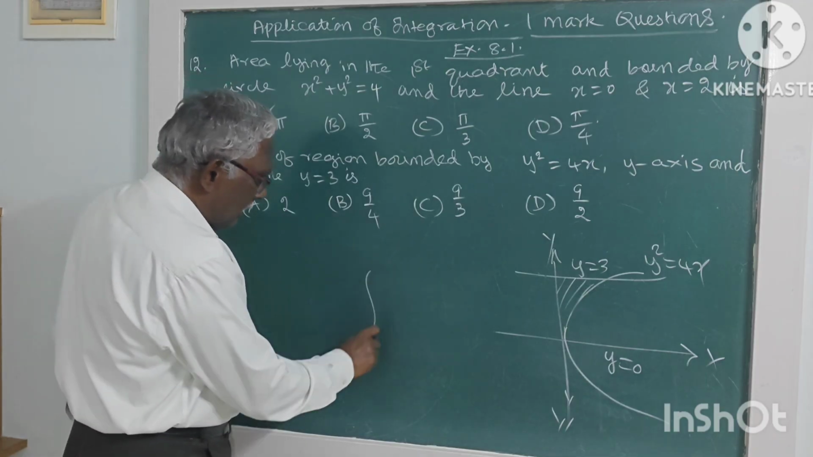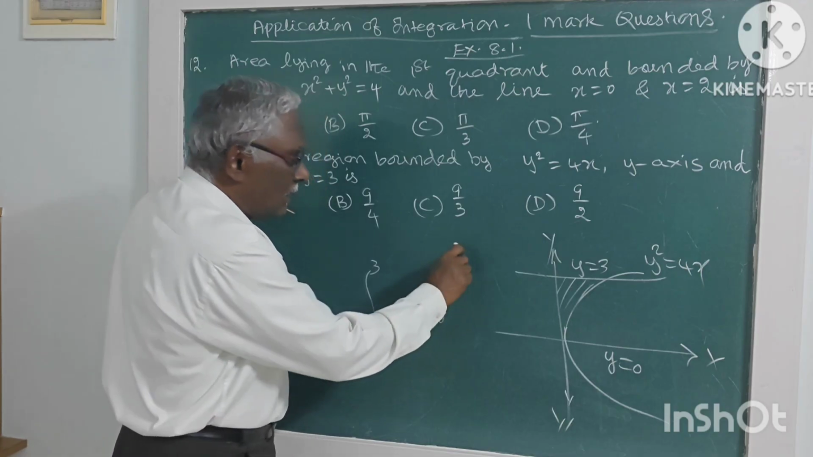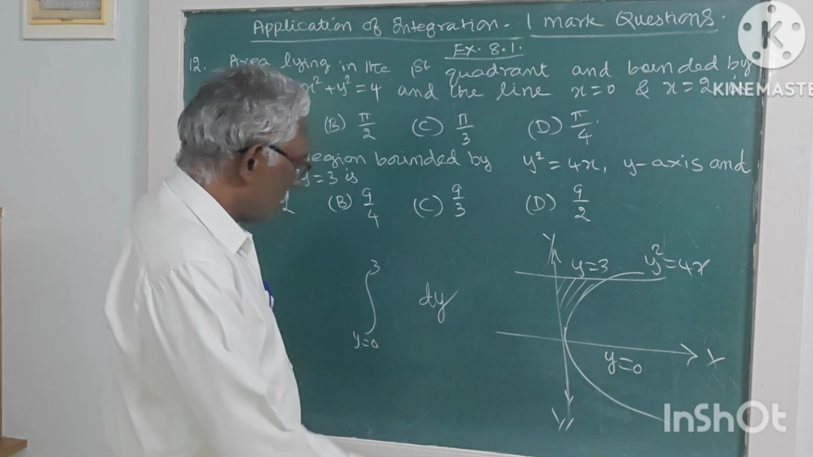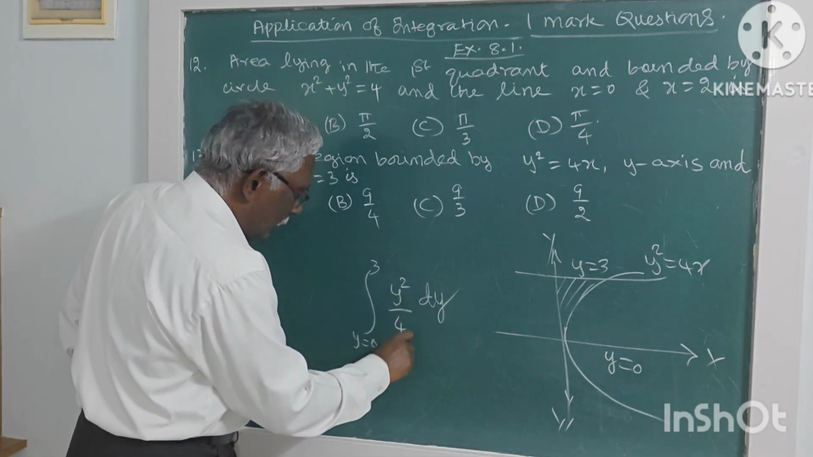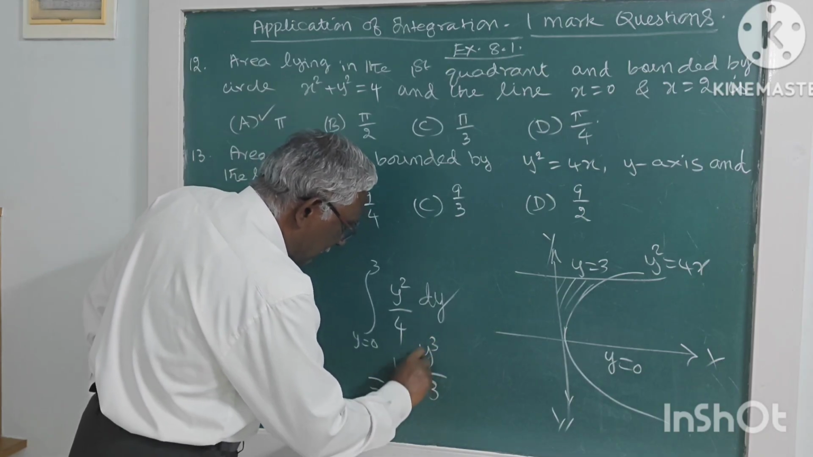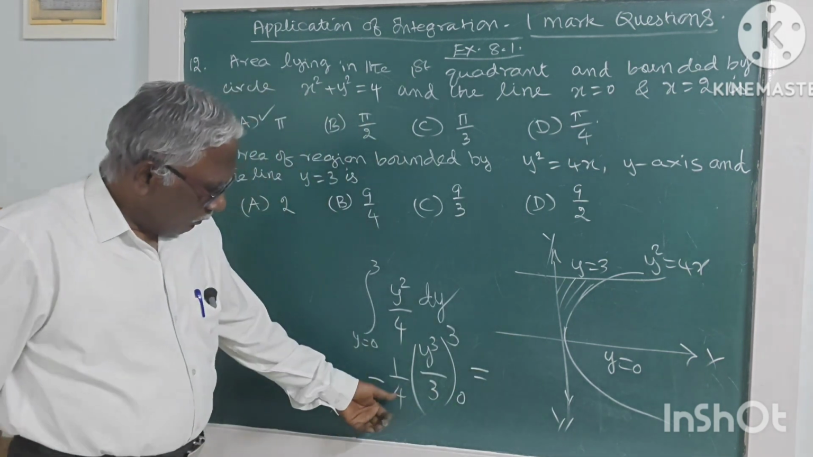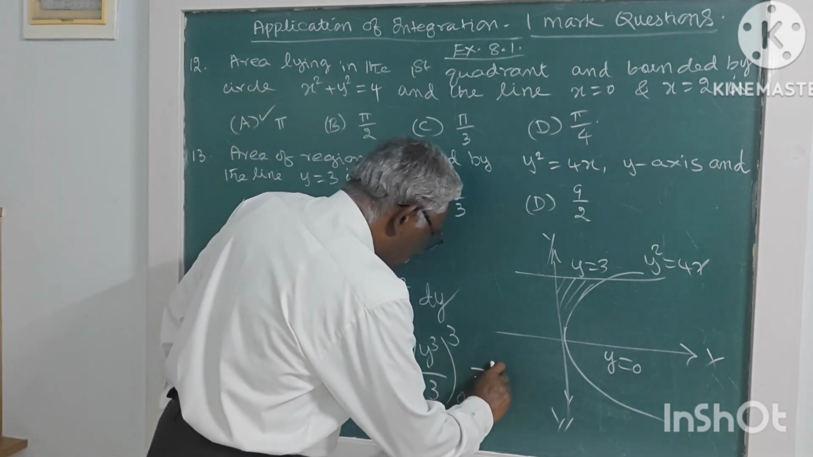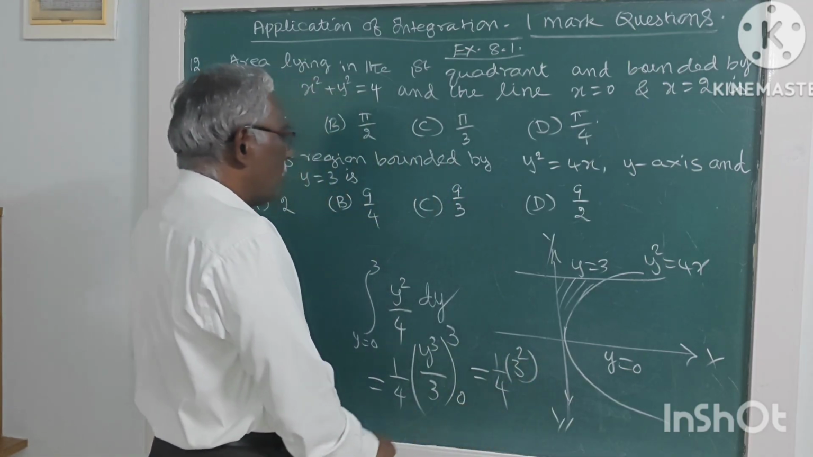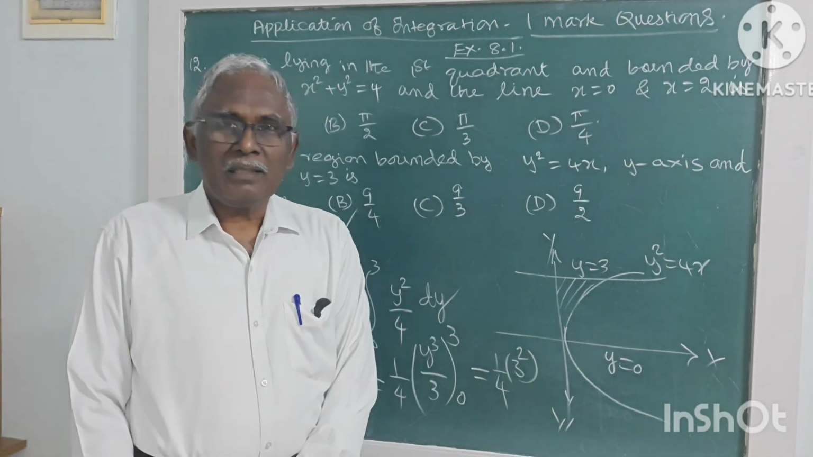So what we have to do? Integral y varies from 0 to 3, dy. Since it is dy, we have to write x in terms of y, that is y square by 4. On integrating, what we'll get? 1 by 4 times y cube by 3, from 0 to 3. So 1 by 4 times 3 cube by 3 is 3 square, so 9 by 4. So this is the answer. Like that you have to choose; we need not write the full steps.